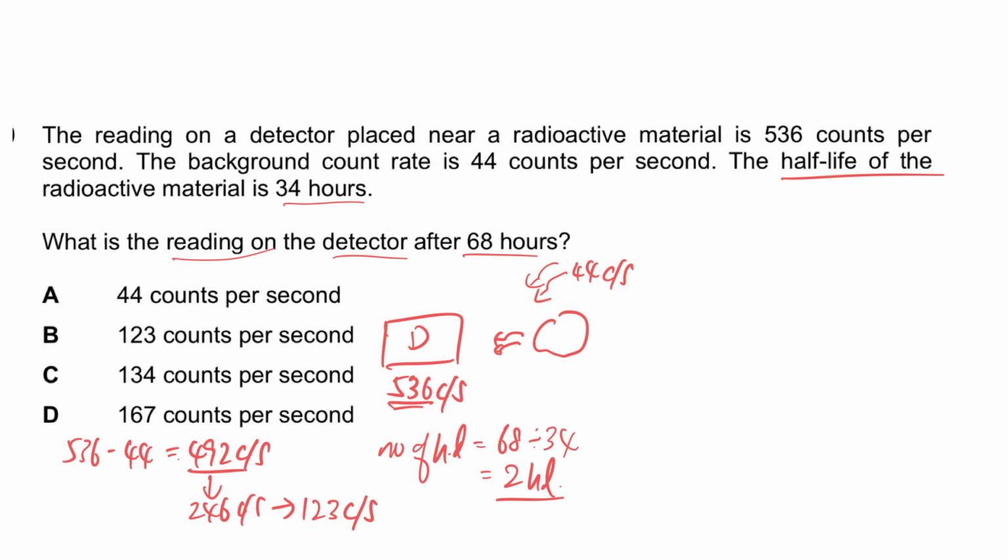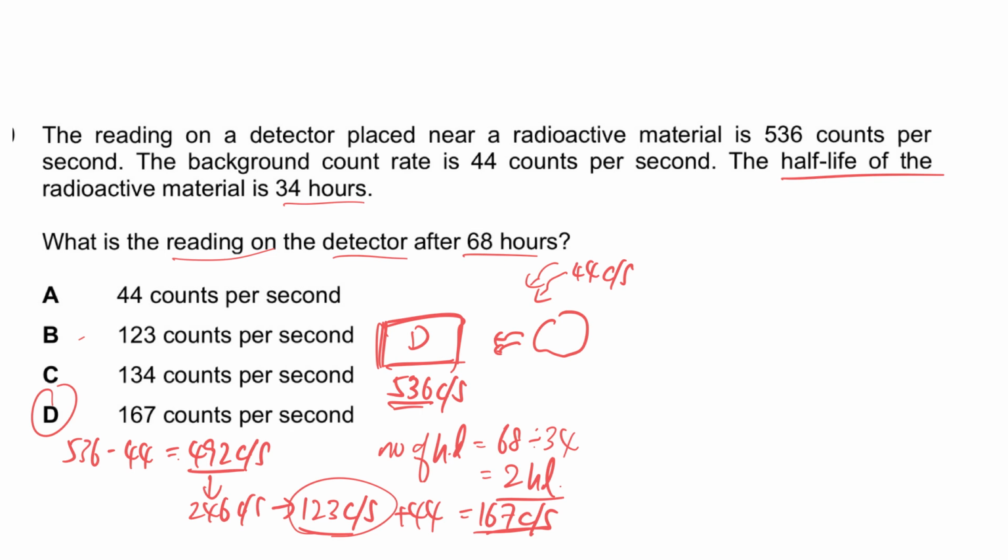Now that's where a lot of students make this careless mistake. They get 123 counts per second, and naturally they will just treat it as the answer. But don't forget, the reading of the detector actually detects both the radioactive source and the background radiation. This 123 counts per second is from the radioactive material alone. So you need to add back the background radiation, plus 44. That's why you have 167 counts per second on the detector. So the answer should be D.